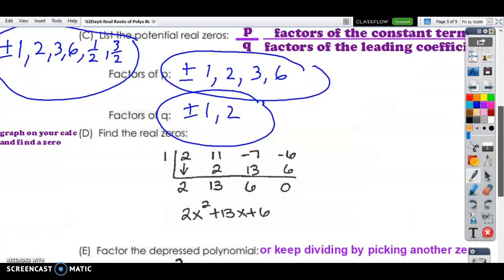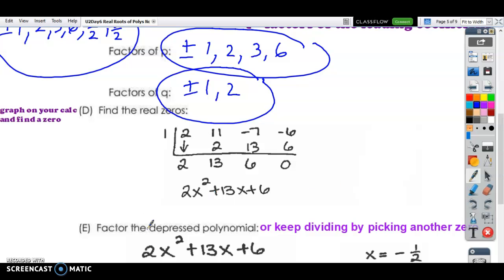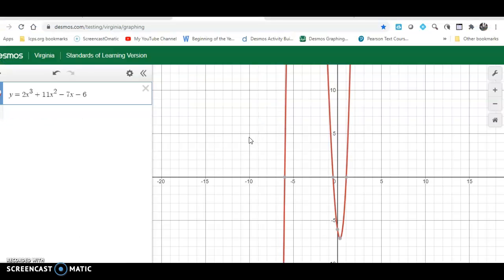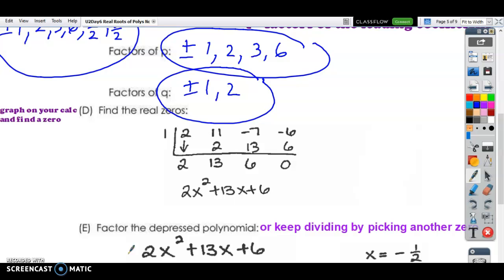So at this point, it's probably easiest to go to your calculator, type your equation in, and take a look. I can already tell there's going to be 3 zeros here. One's positive and these 2 are negative, okay? But let's go ahead and start with 1, okay?